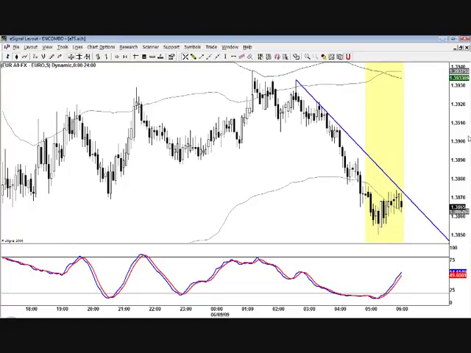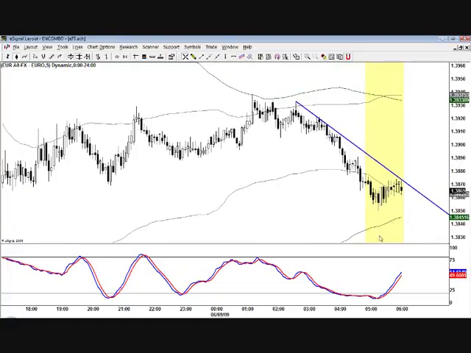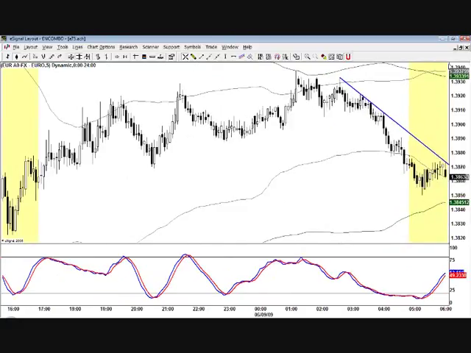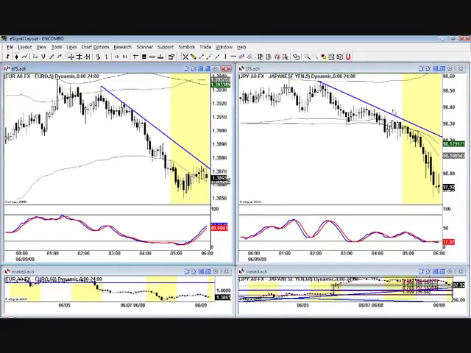We've hit the lower 100 period Bollinger Band, but just below there, there's the 200 period Bollinger Band, which we might just aim for right now. We've got an oversold stochastic, so we've got everything set up for a buy signal on the euro, so we'll keep an eye on that one.